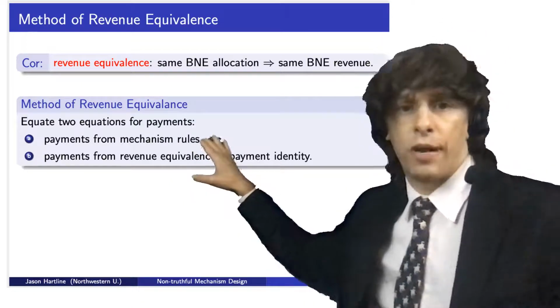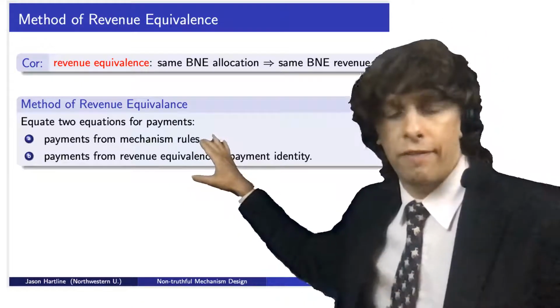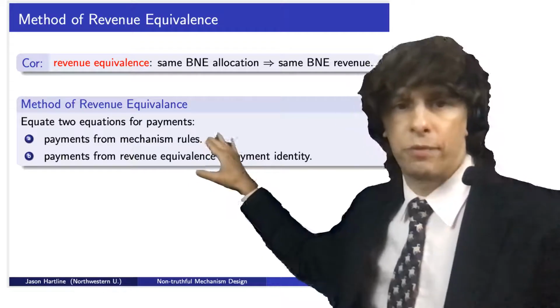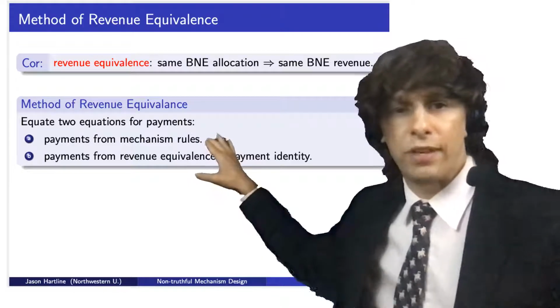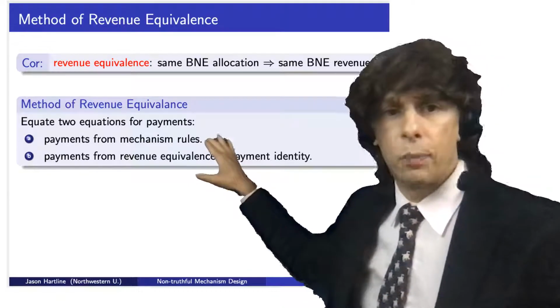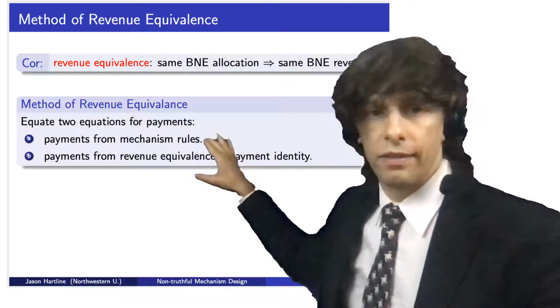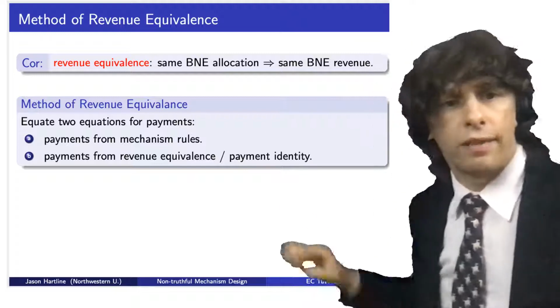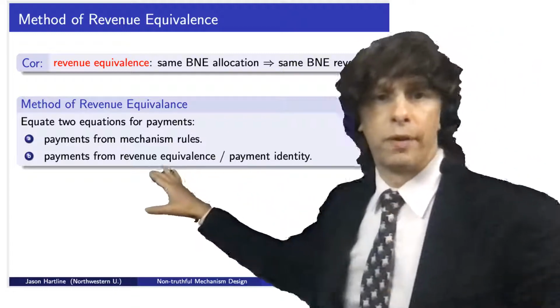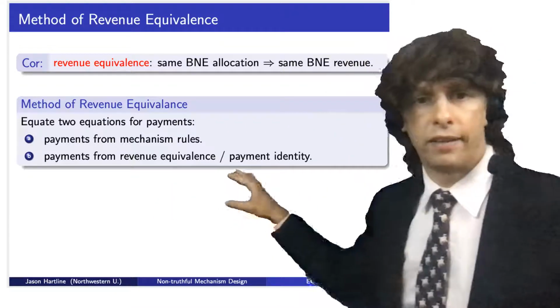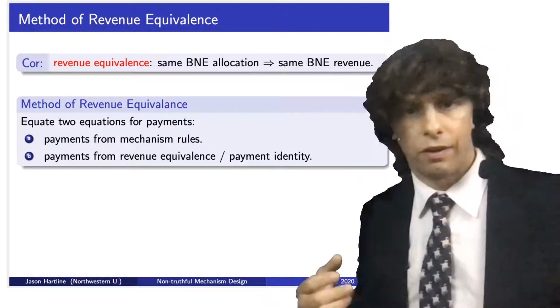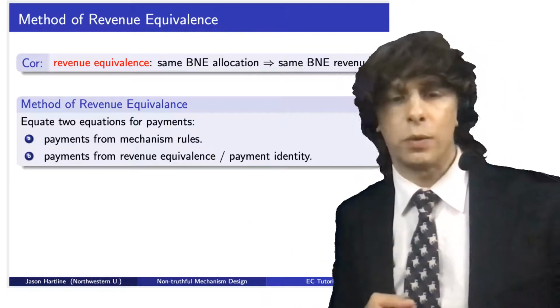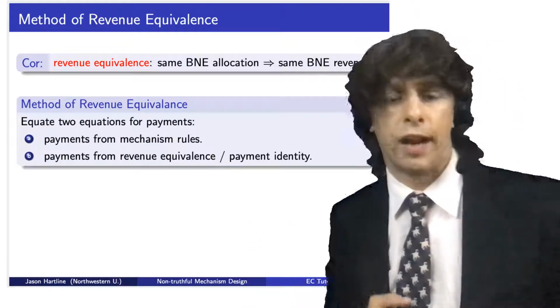Okay, a first price auction. If you win, you pay your bid. That comes from the mechanism rules. The second price auction. If you win, you pay the second highest bid. Okay, the second equation is going to come from revenue equivalence or the payment identity. Your expected payment is going to be equal to the area above your allocation rule.